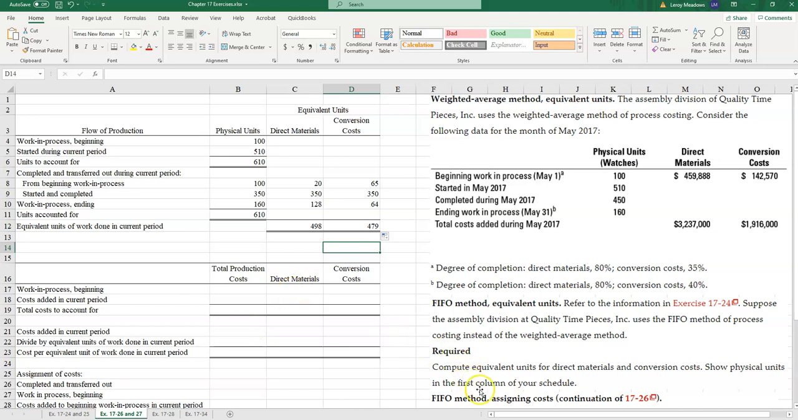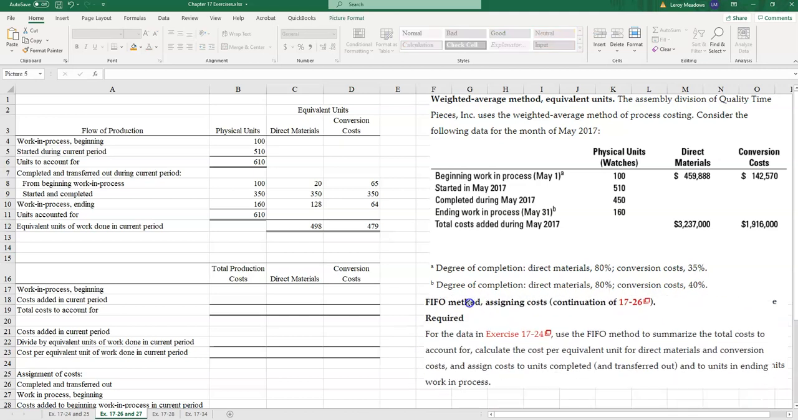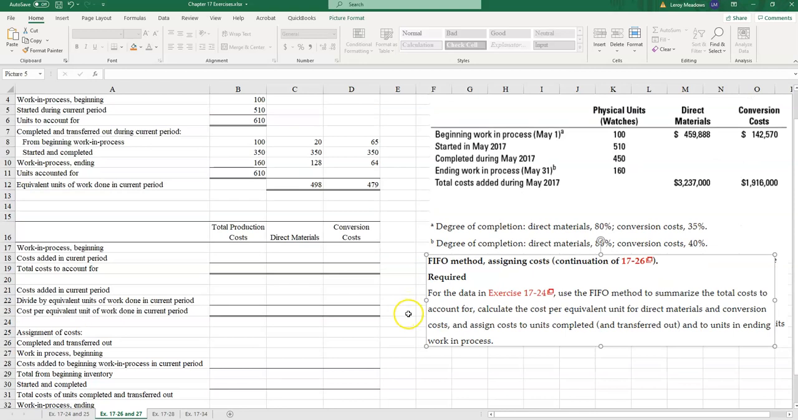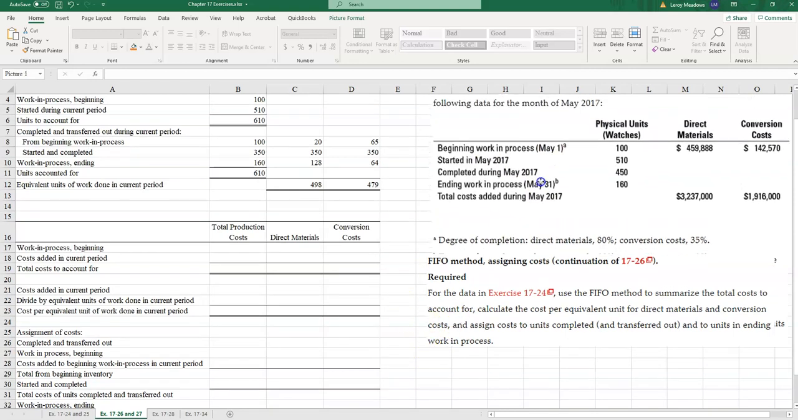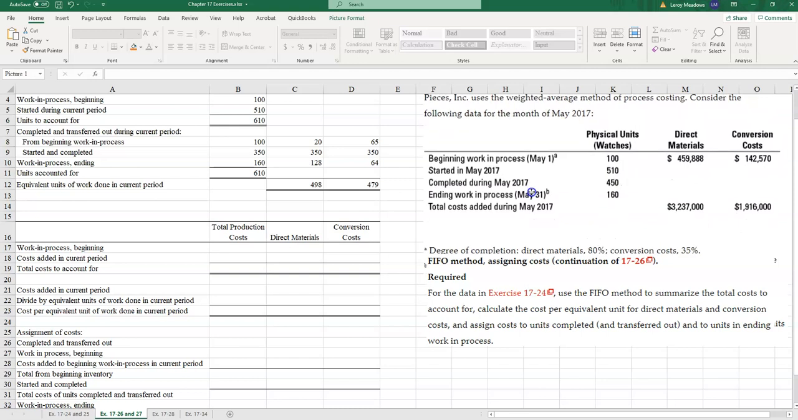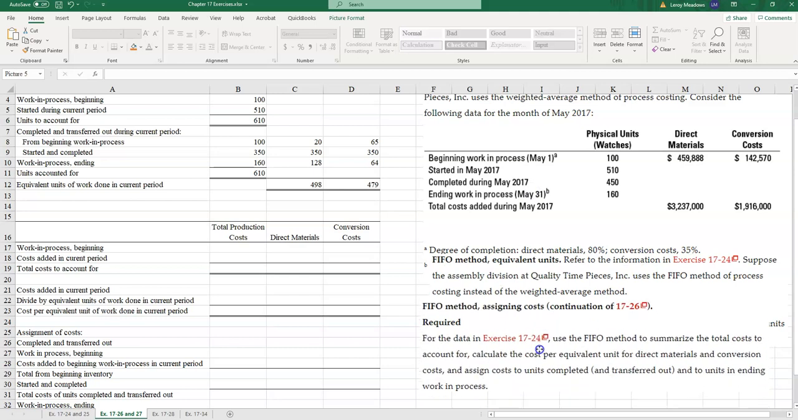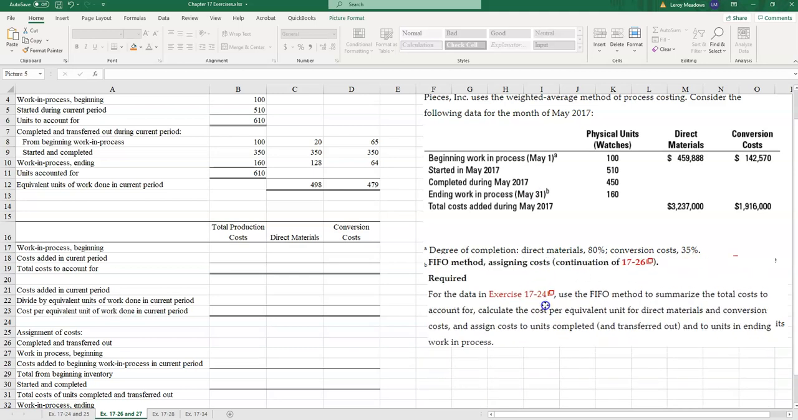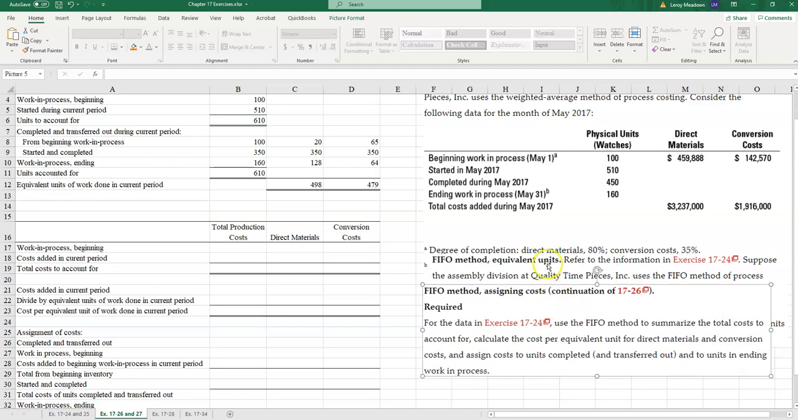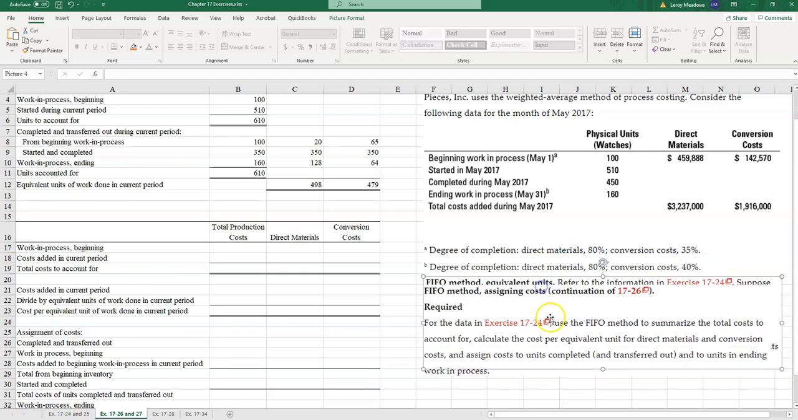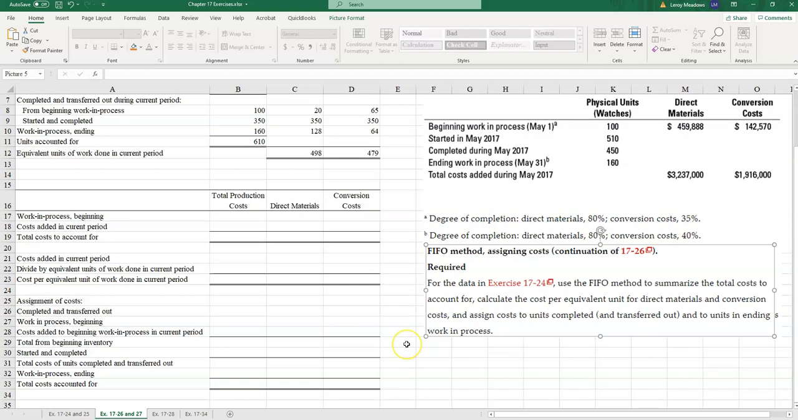Now we're required to, and let's pull this up here so we can do this. And let's move this down just a little bit. And let me get this here. Okay, so now let's determine our production cost per equivalent unit of the work done in this period, and then total cost to account for and assigning costs.